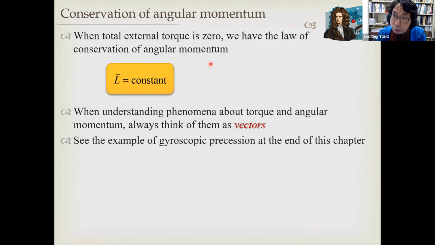So if the total external torque is 0, then the angular momentum will be conserved. And bear in mind that now the angular momentum is a vector. The vector is given by the right-hand rule. When we are understanding phenomena about torque and angular momentum, we should always think about them as vectors.